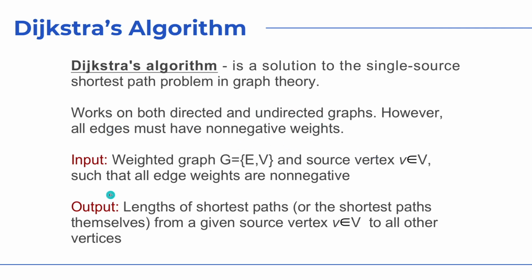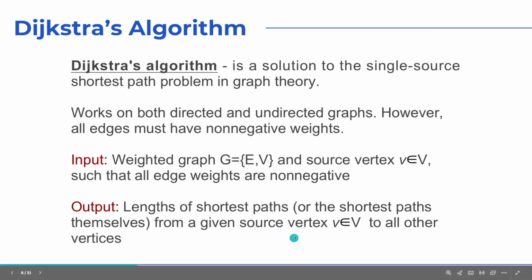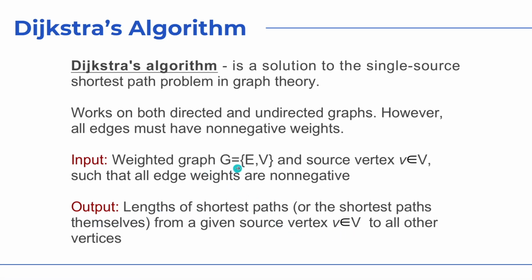So this is the input to Dijkstra's algorithm. You will be given a graph, probably a weighted graph, and the output would be the length of the shortest path from the given source vertex. That source vertex should belong to the set of vertices in that graph.